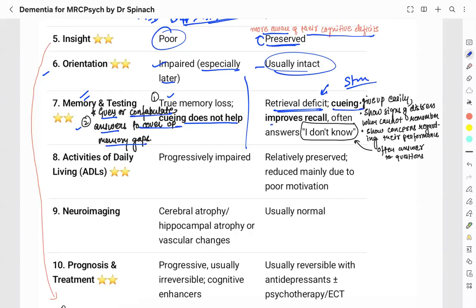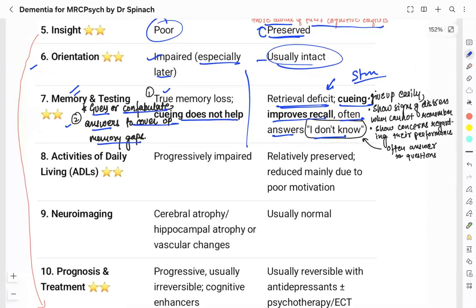So cueing improves recall. If you give them cues, they will be able to remember, and often the answer is I don't know. So these are the signs when you ask them questions: they will give up easily. They will show signs of distress when they cannot remember, and they will show concern regarding their performance. This is the answer that they usually give.